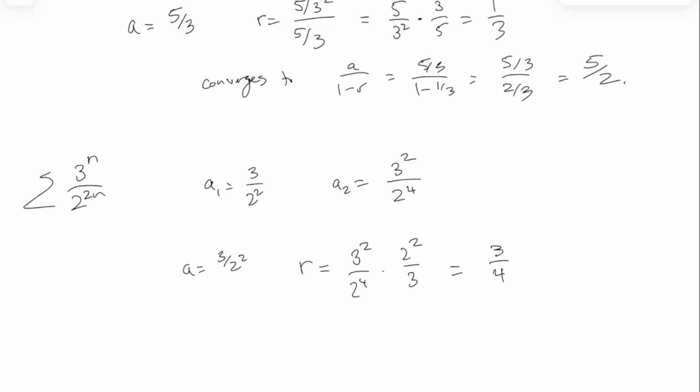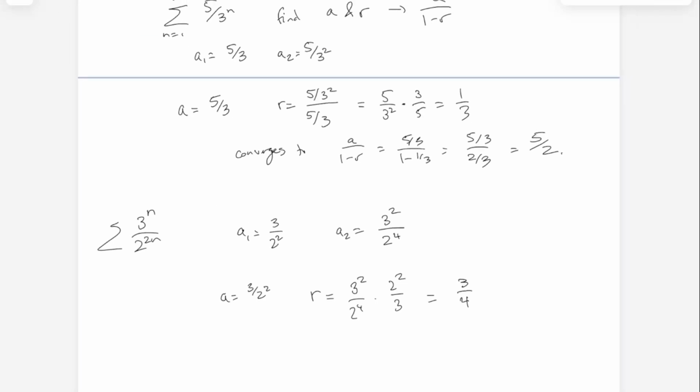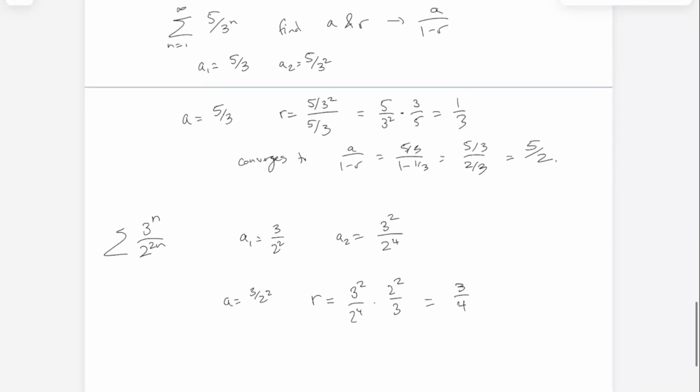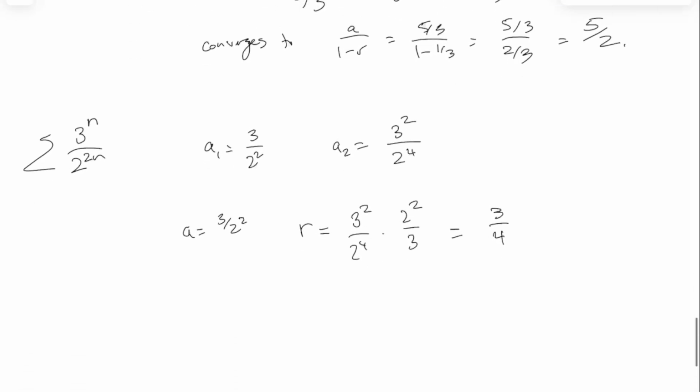And so what's my final answer? Sorry, I'm not ready for my final answer. That was just the R, right? So that means this one converges to A over 1 minus R, which in this case is, A is also 3/4, right? So it's 3/4 over 1 minus 3/4. That's 3/4 over 1/4, which is 3. All right? So that means my second series there converges to 3.